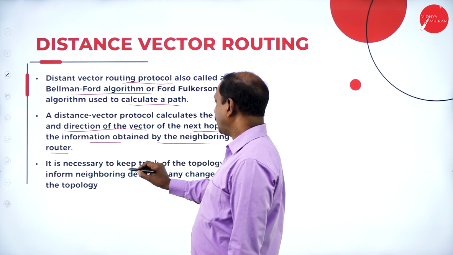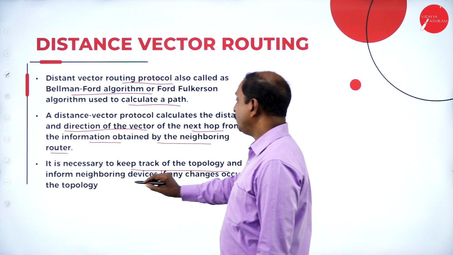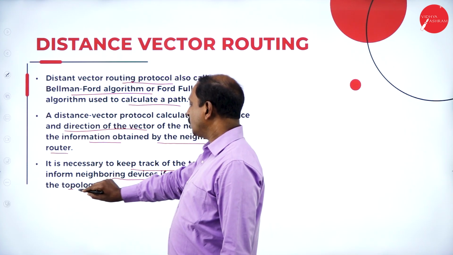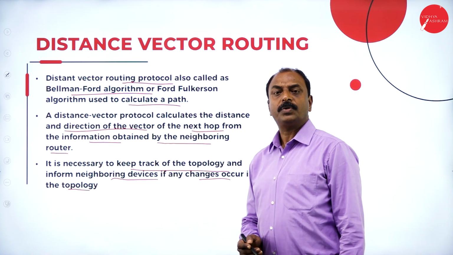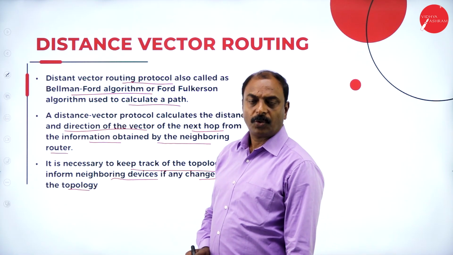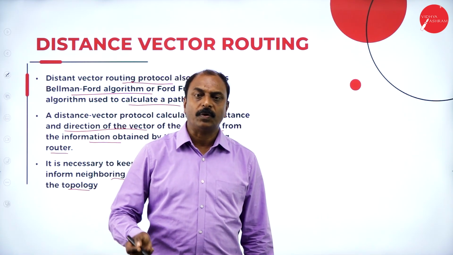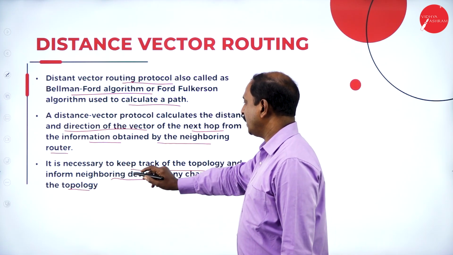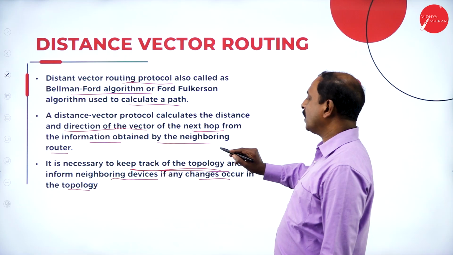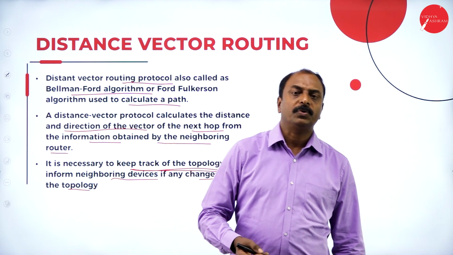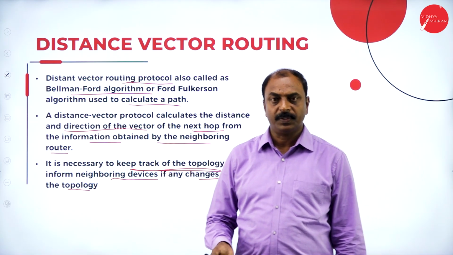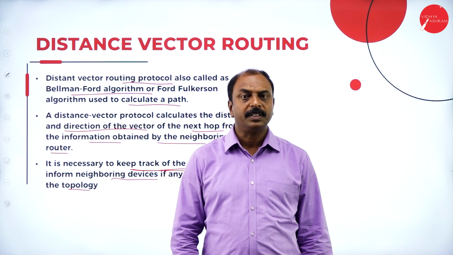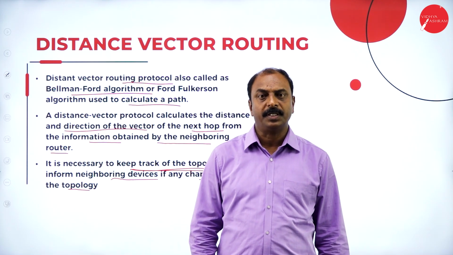And it is necessary to keep track of the topology and inform neighboring devices if any changes occurred in the topology. Another function of this router is to broadcast its routing table to different routers in a network. So it is a responsibility to keep track of the topology, in the sense the way we connect the network devices or peripherals in a network, or any changes in the computer network, that has to be updated in the routing table of each and every router in a network.